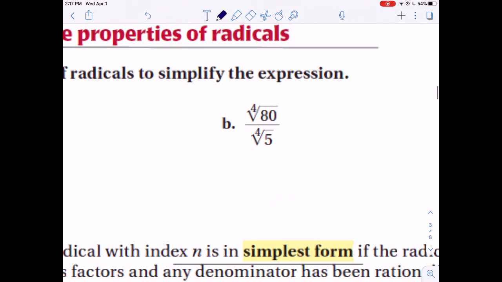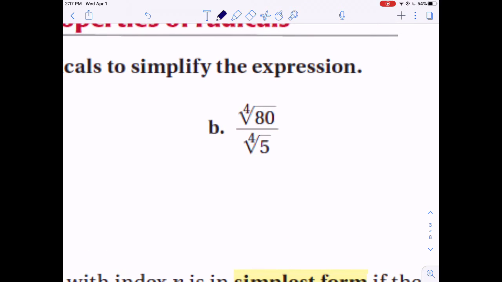Letter B here, they're already split. They're both a fourth root, but I want to combine them. So I'm going to make one radical, the fourth root of 80 divided by 5. And I just think about that a little bit. I think that's going to be 16. So the fourth root of 80 divided by 5 is 16.